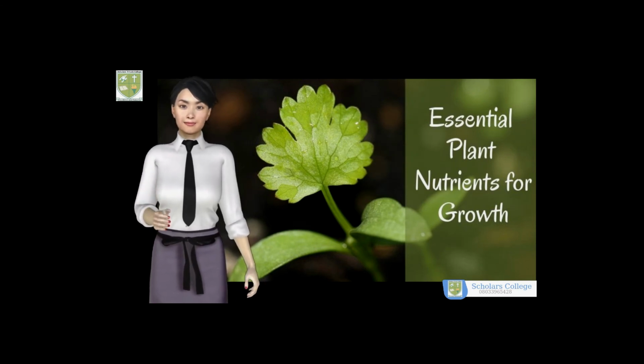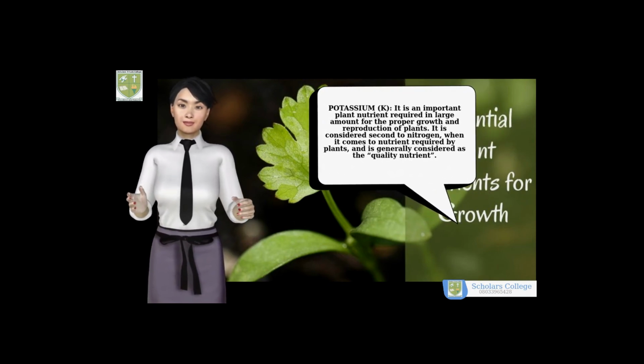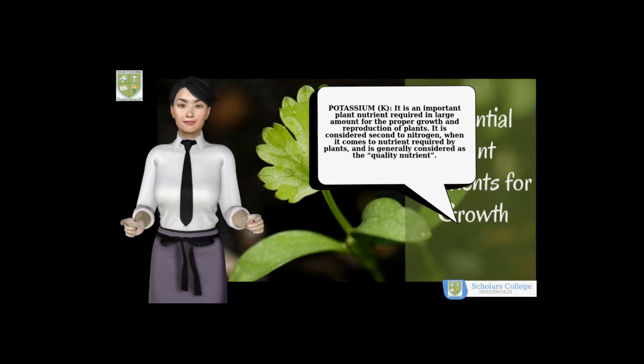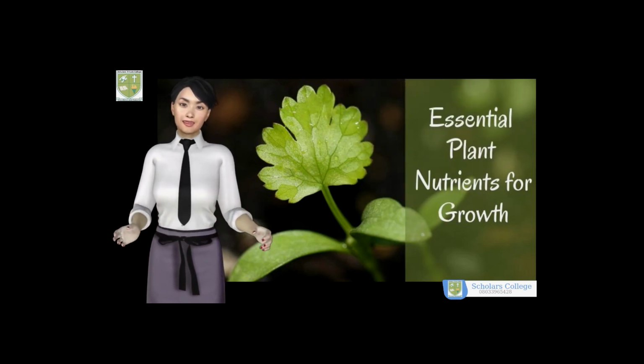Potassium, K. Potassium is an important plant nutrient required in large amounts for the proper growth and reproduction of plants. It is considered second to nitrogen when it comes to nutrients required by plants, and is generally considered as the quality nutrient. Functions of potassium.